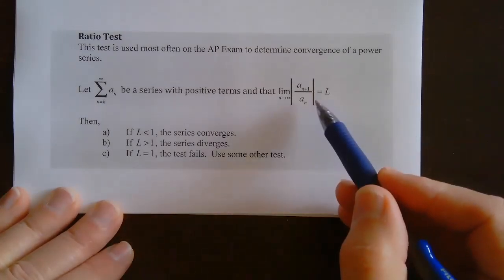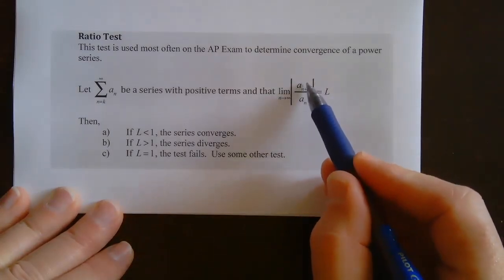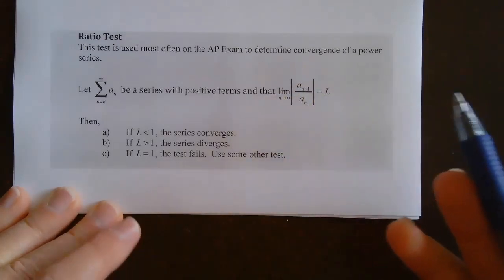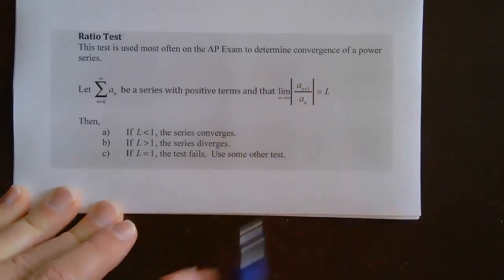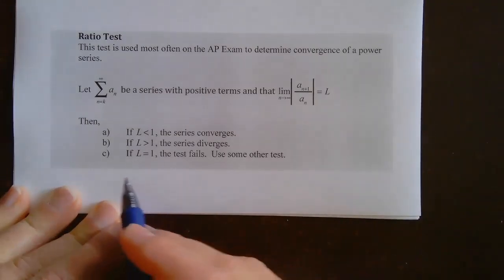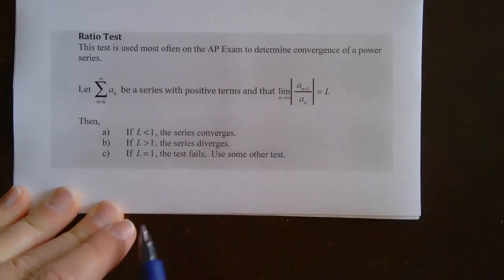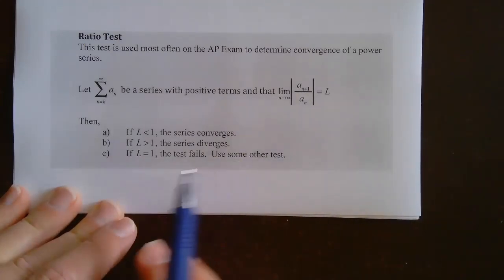If it's bigger than 1, then that would mean these terms are bigger than these, and that would mean it's diverging, because the terms have to be getting smaller for it to converge. And then if L equals 1, we have to use some other test. We've gone over this. We did the ratio test before.